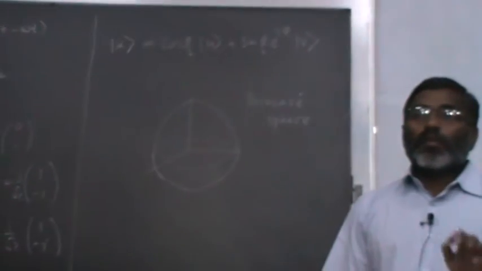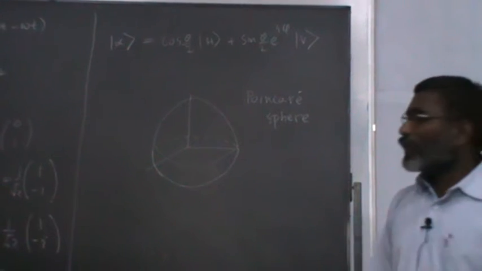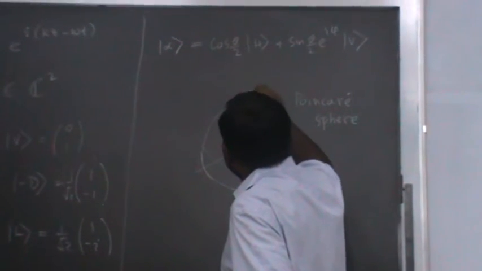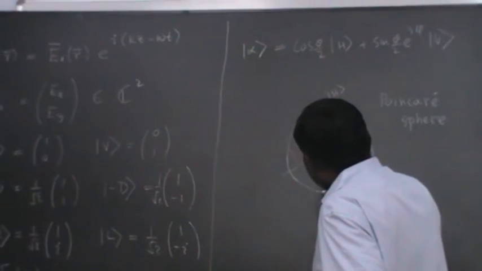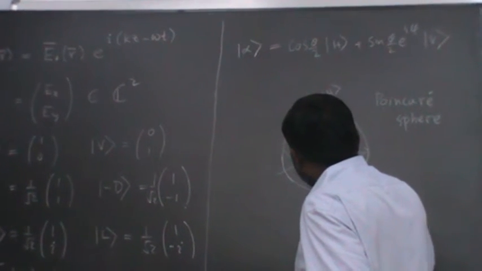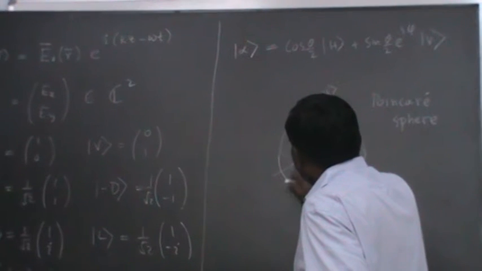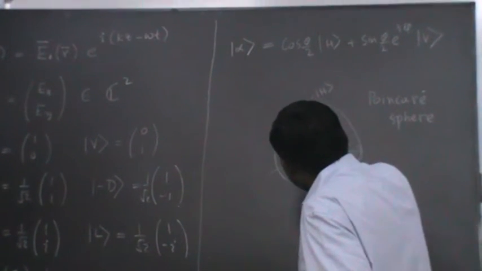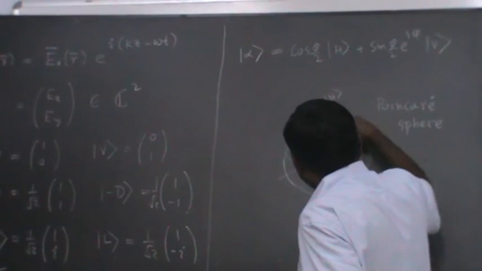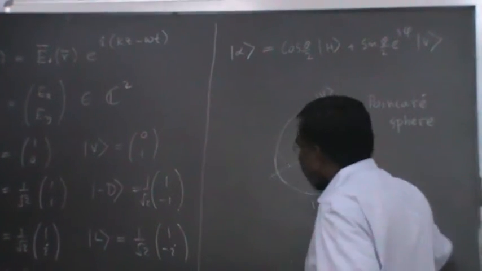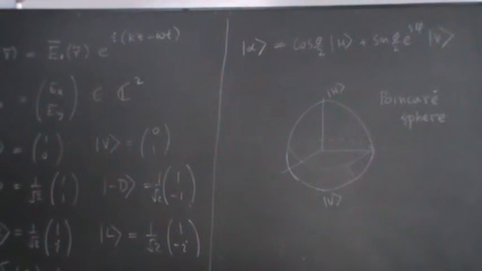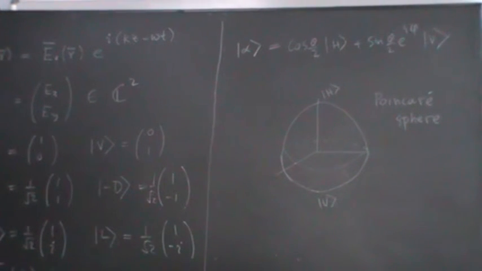For example, if you want to represent the horizontal polarization state, theta is equal to 0, phi is equal to 0, so this will be the horizontal polarization state. Diametrically opposite will be the vertical polarization state, and this will be diagonal, and opposite will be minus diagonal. And along this line, you have all circular polarization states, and any point is an elliptical polarization. So you see that all polarization states can be put as points on the Poincare sphere.